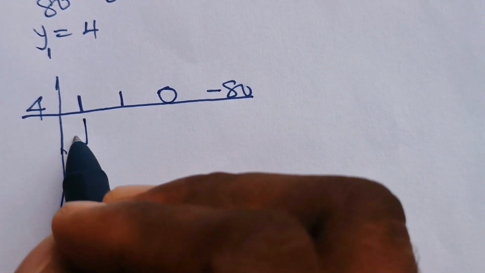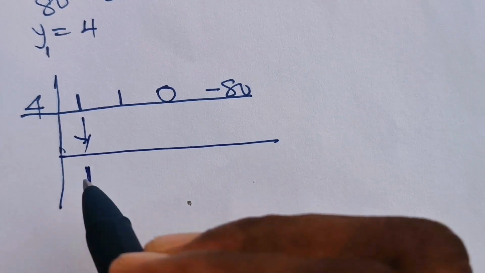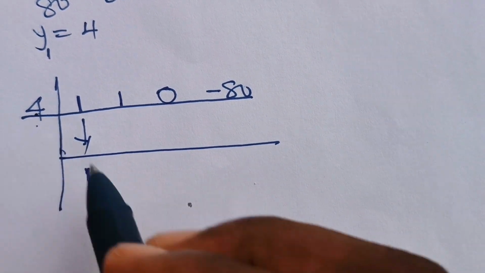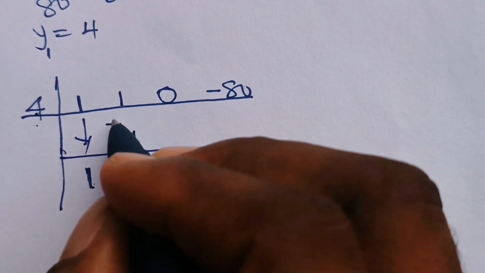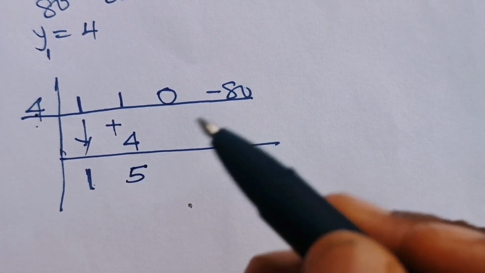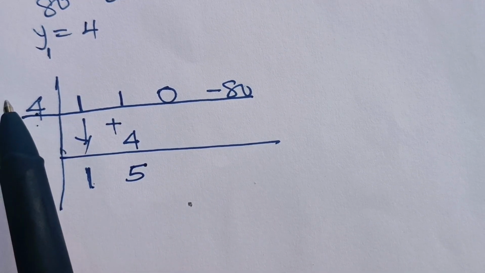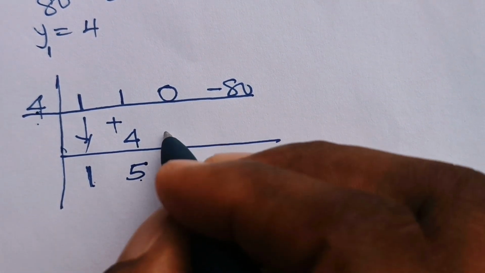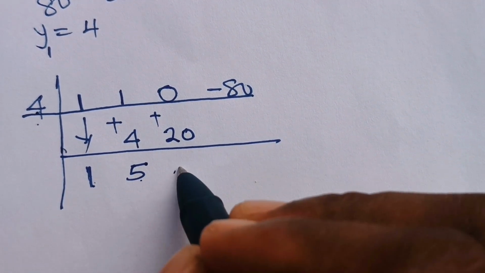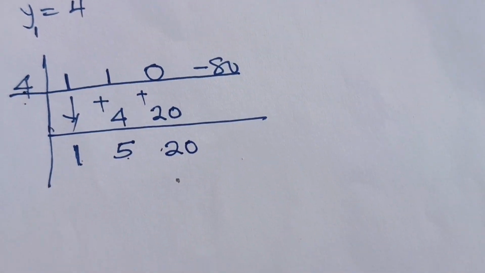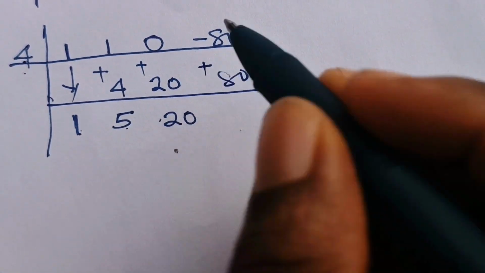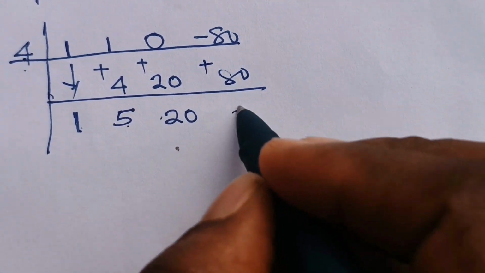We are going to bring the first one down. Then we are going to multiply this by this. So 4 times 1 will give us 4. Then we add, all right? 1 plus 4 will give us 5. Then we multiply again. 4 times 5 is 20. We write it here. Then we add. 0 plus 20 is 20. We multiply again. 4 times 20 is 80. We add. Minus 80 plus 80 is 0.